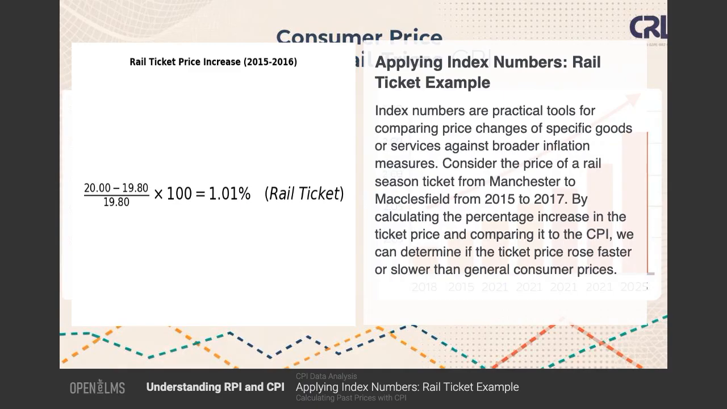Applying index numbers. Rail ticket example. Index numbers are practical tools for comparing price changes of specific goods or services against broader inflation measures. Consider the price of a rail season ticket from Manchester to Macclesfield from 2015 to 2017. By calculating the percentage increase in the ticket price and comparing it to the CPI, we can determine if the ticket price rose faster or slower than general consumer prices.